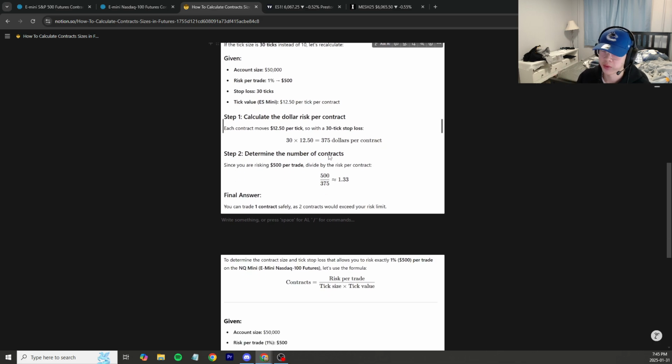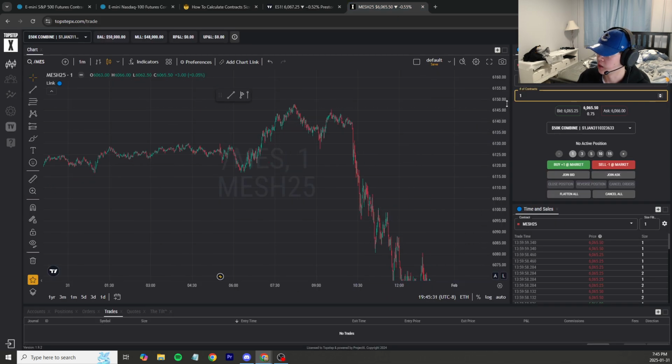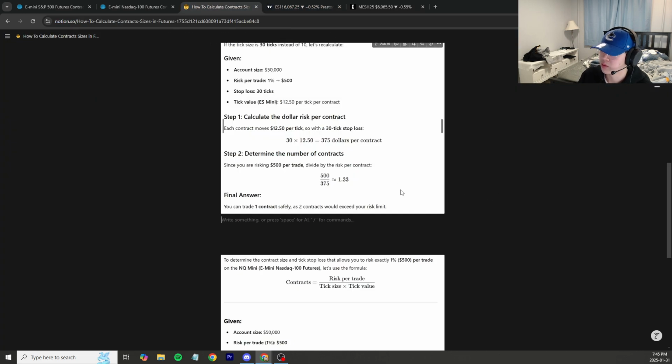Now this is a tricky one. Since you are risking $500 per trade, divide by the risk per contract. 500 divided by 375 is not going to equal a whole number, right? It's going to equal 1.33. But if you're using TopStep, you can't put 1.33. You can only do whole numbers. So in this case, I'm not going to be able to risk exactly $500.